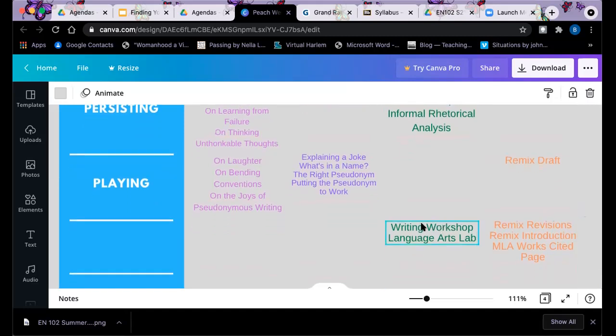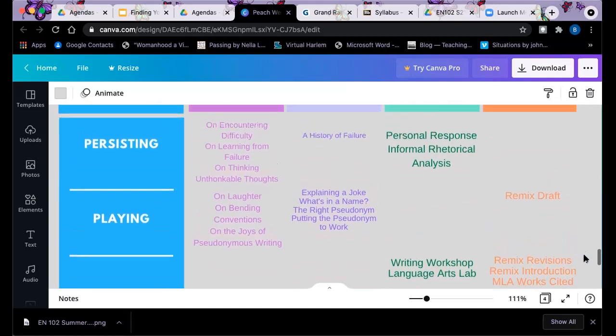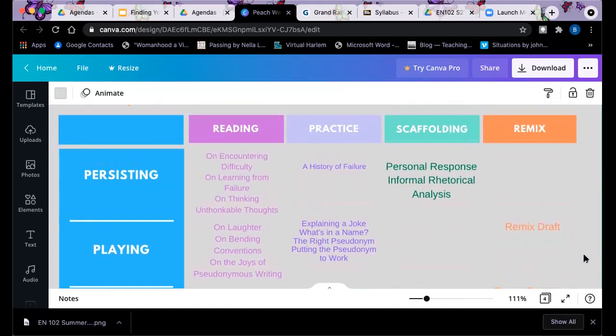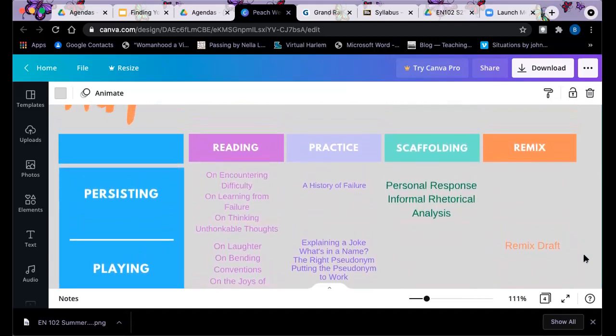Again, you'll be encouraged to do your language arts lab again, and everyone will participate in a writing workshop before you do revisions and submit your project. And again, this one is going to be in MLA format, whereas the first two are APA. So that is really the overview of the course.